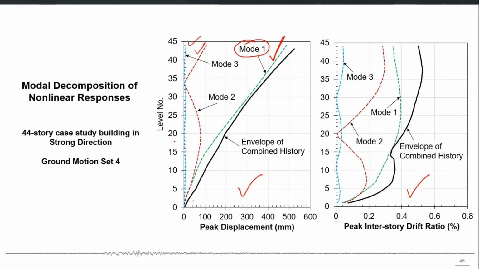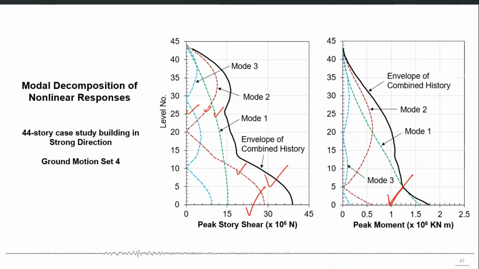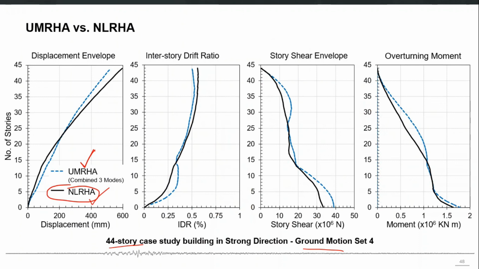Similarly, for interstory drift, you can see that the first mode is participating the most. It has the most contribution towards the total drift response, right? But the UMRHA procedure should always be validated with the nonlinear time history analysis, and it should be applied with care because it is an approximate method and it may have significant uncertainty in its responses if it is not properly validated against the nonlinear time history analysis for a few cases, right?